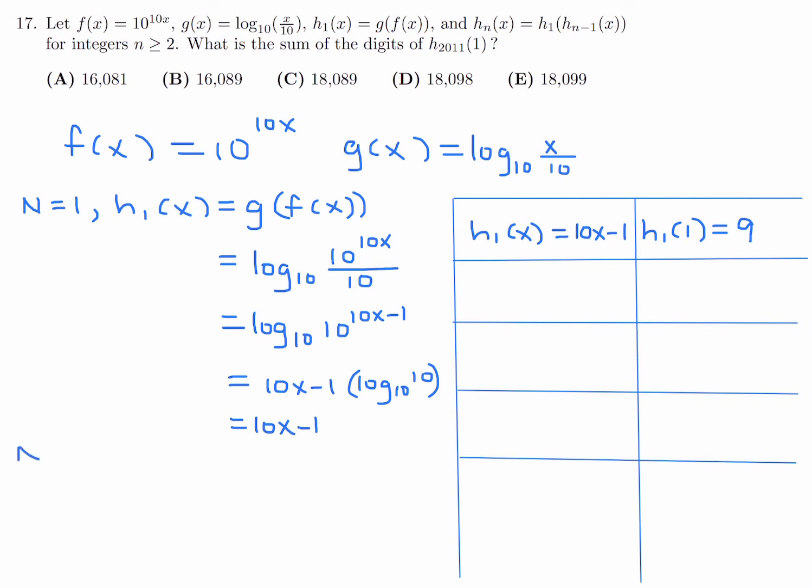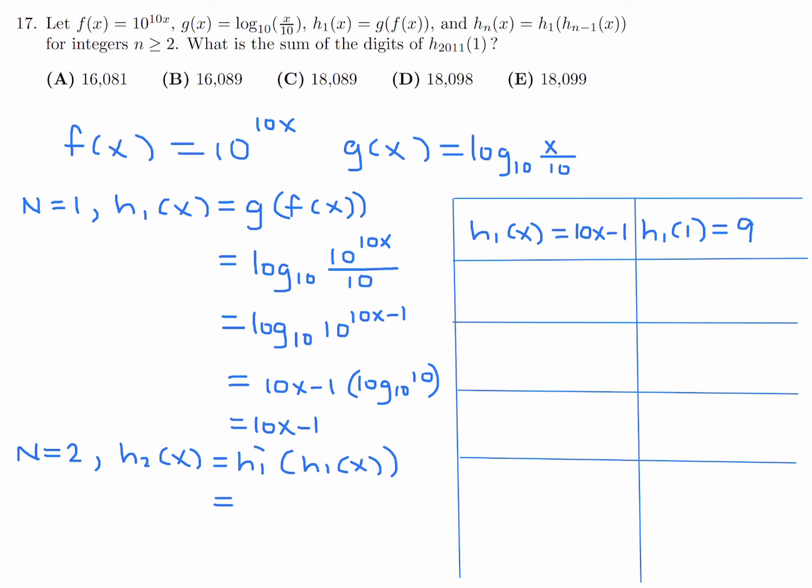Okay, let's continue. Let's do n equals 2. Now we have h2(x) is equal to... Now we have to use this formula, because that formula was valid when n starts to become 2 or more. So it's going to be h1 times h1(x), like this. Well, h1(x) is right here. We just figured it out, 10x minus 1.